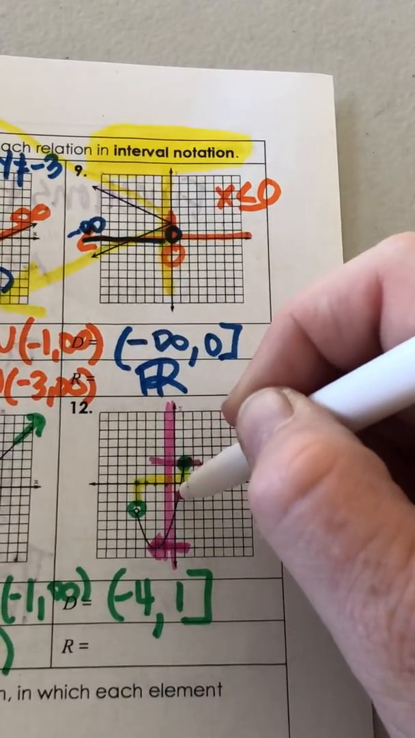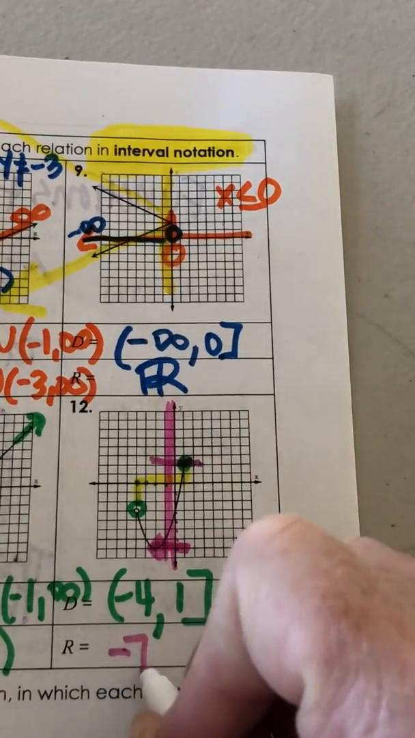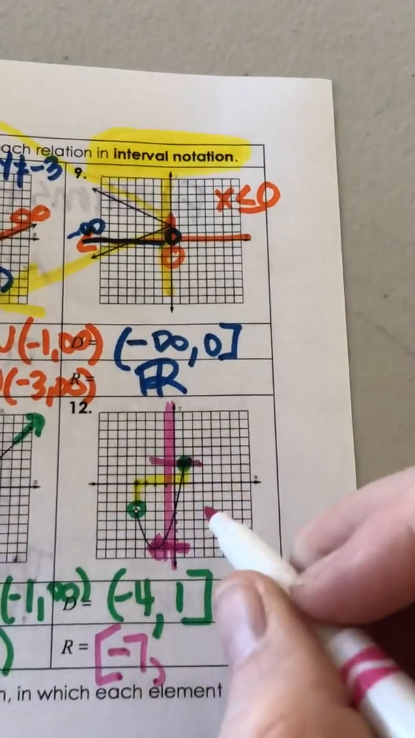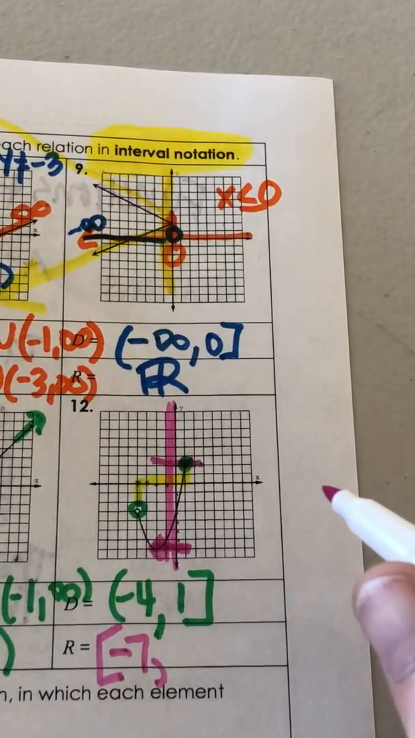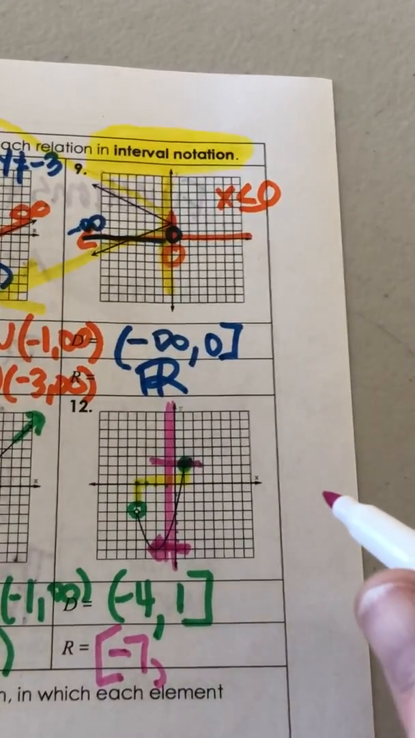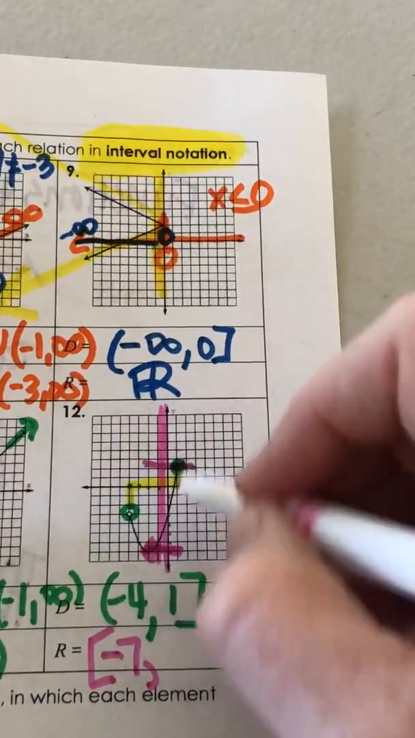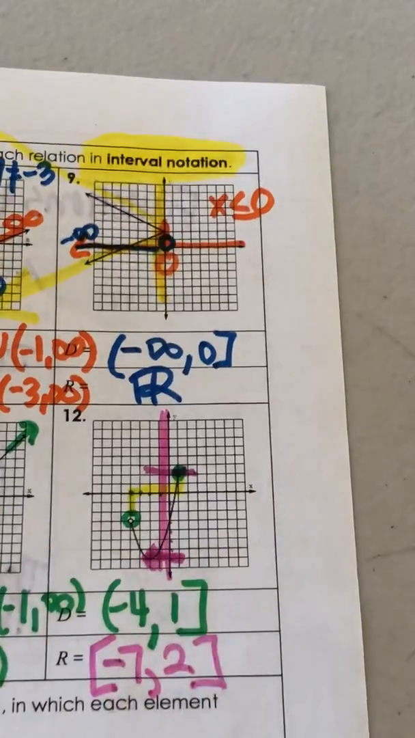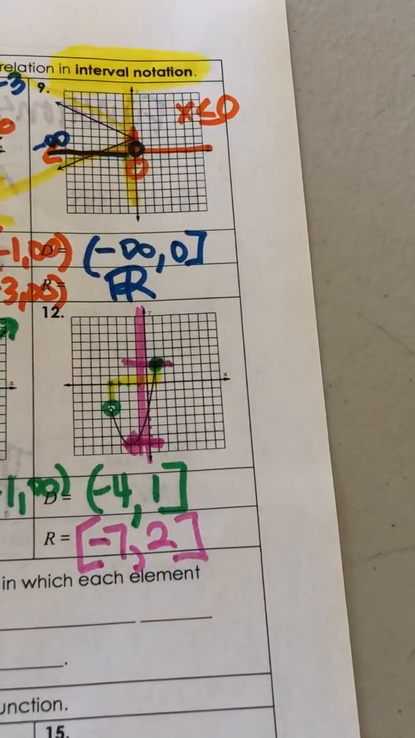Okay, so down here, -1, 2, 3, 4, 5, 6, 7. That's my lowest point. That's part of the continuous function, so it definitely gets a bracket, and the highest point is at 2. And that also gets a bracket because it's closed. Okay?